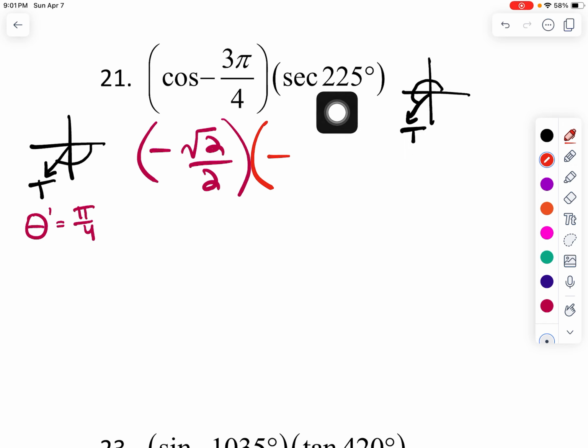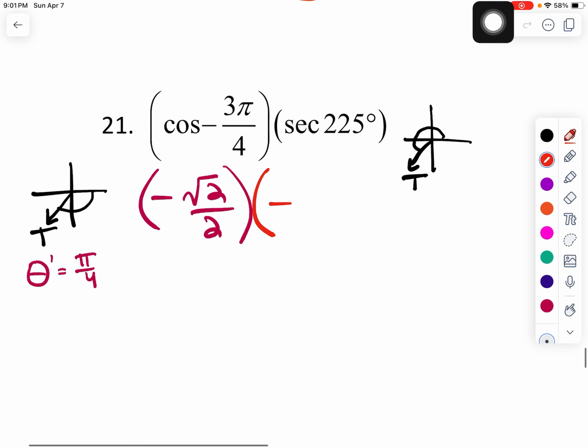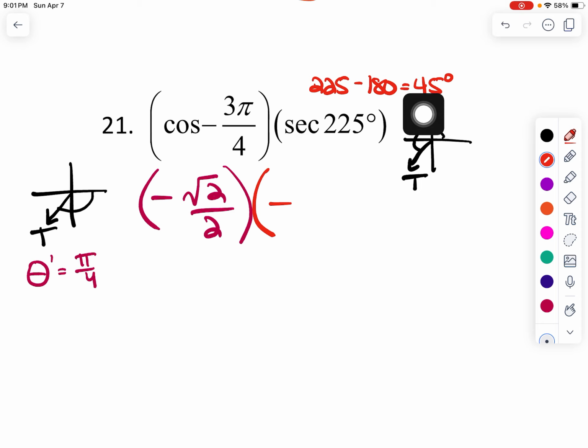And I've got to figure out my reference angle here. So how far am I away from the x-axis? Well, for my reference angle, I'm going to take the angle measure, so 225 minus 180, and that's going to give me a reference angle of 45 degrees. So secant of 45 means I've got to find the cosine of 45 and do its reciprocal. So the cosine of 45 degrees is root 2 over 2, so the reciprocal would be 2 over root 2.